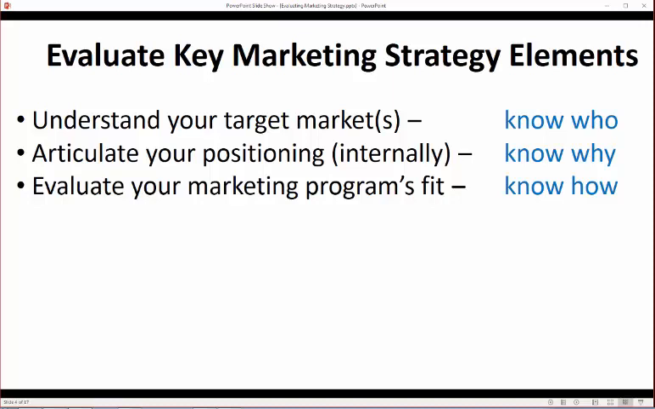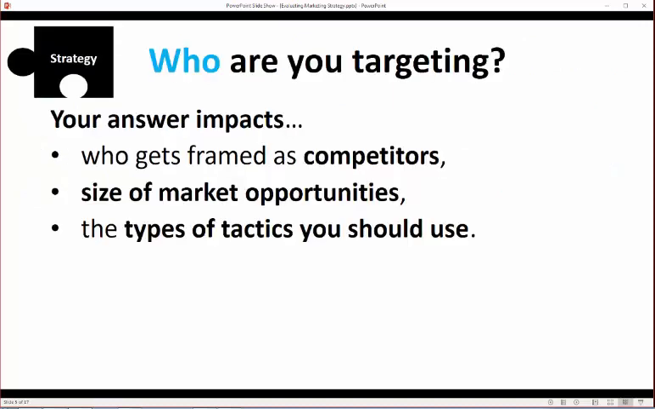And then if those two things are fitting and in line, we're going to begin to evaluate our marketing programs fit: the channels, brand strategies, pricing strategies, etc. We'll start to look at how well all that fits underneath those first two elements. So first, let's briefly look at some ways to think about and evaluate: do you really know who you're targeting? The answer to this is important.